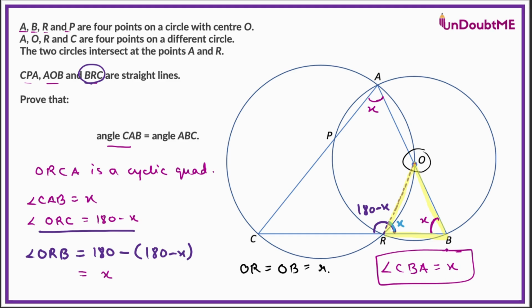Just try to recall that initially we assumed that angle CAB is X. CBA is also X. Whatever may be the value of X, we have proved that they are equal. That's it. So I hope that you understood this question well.